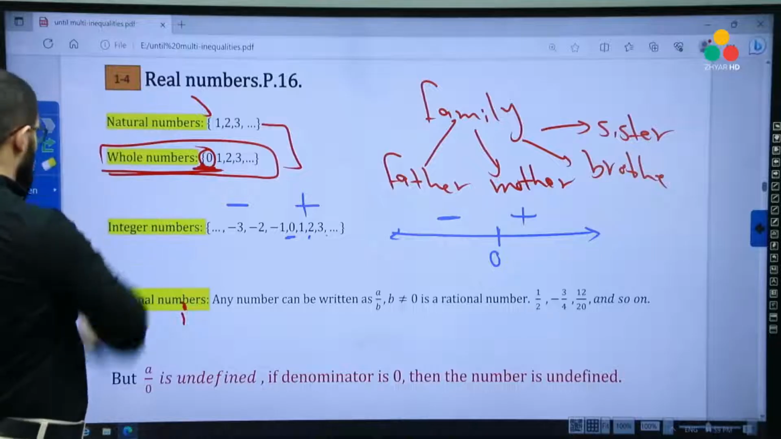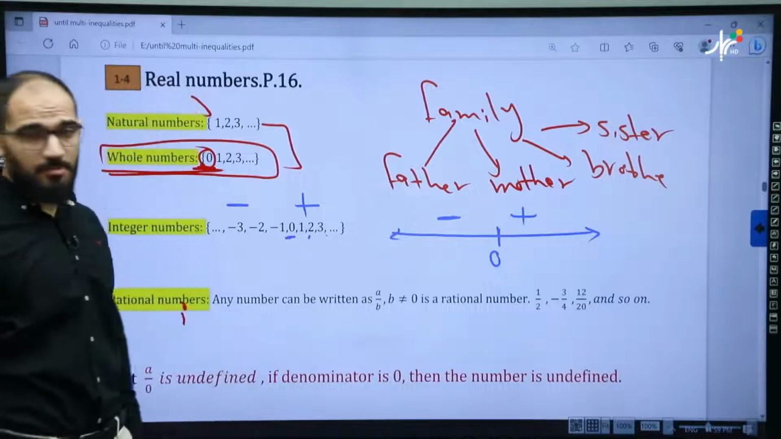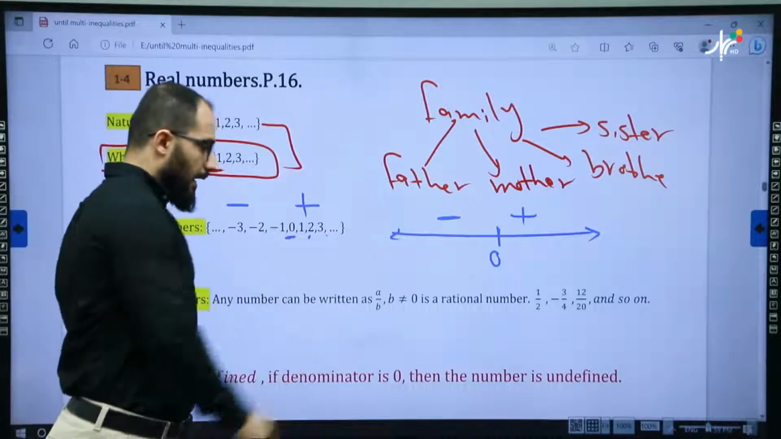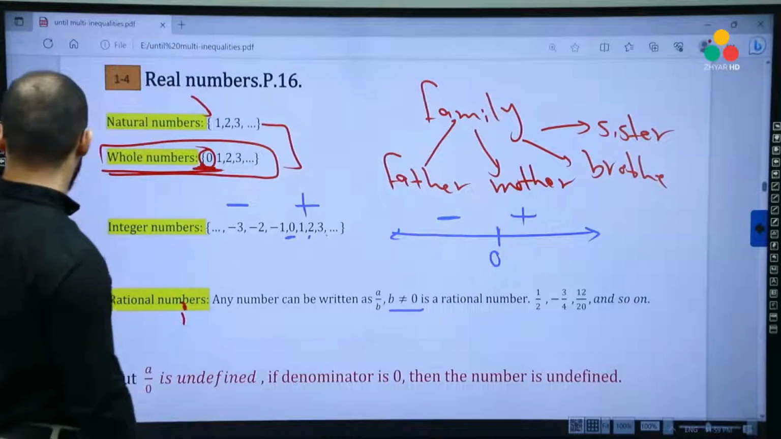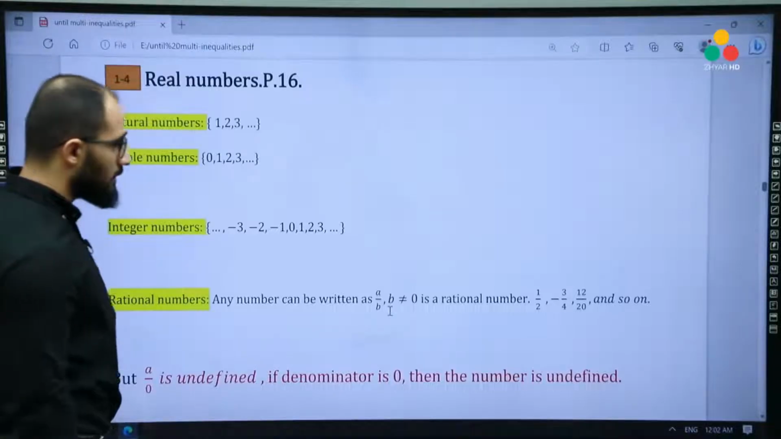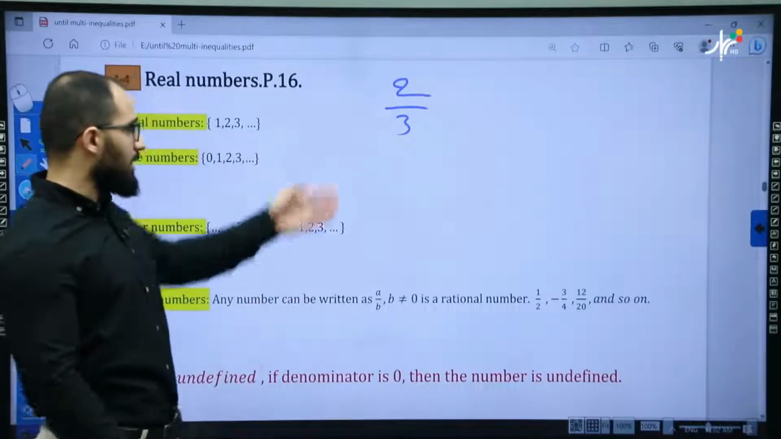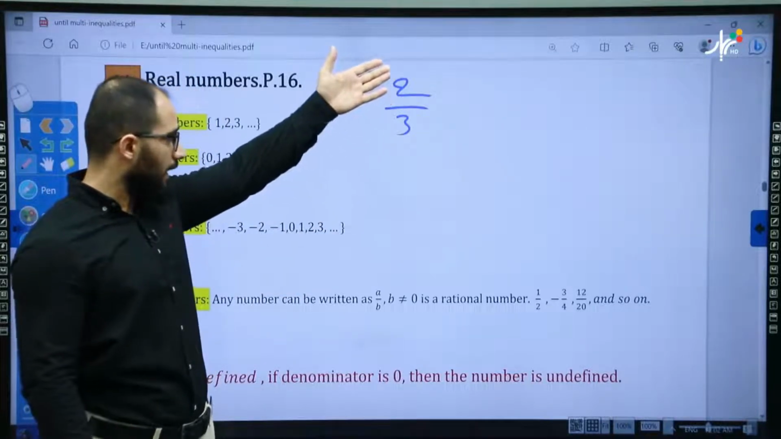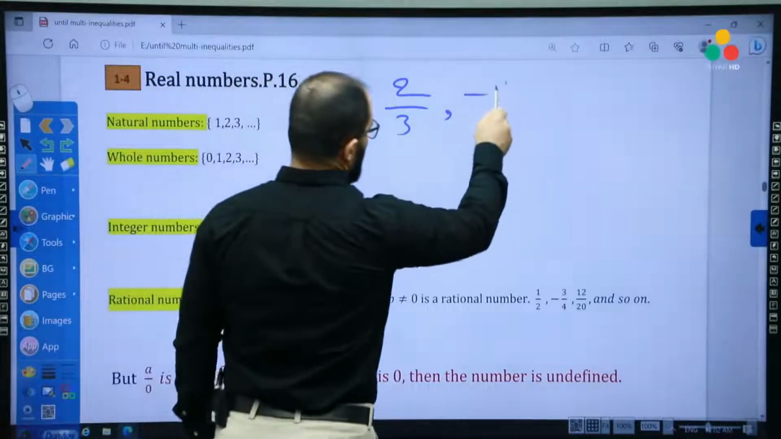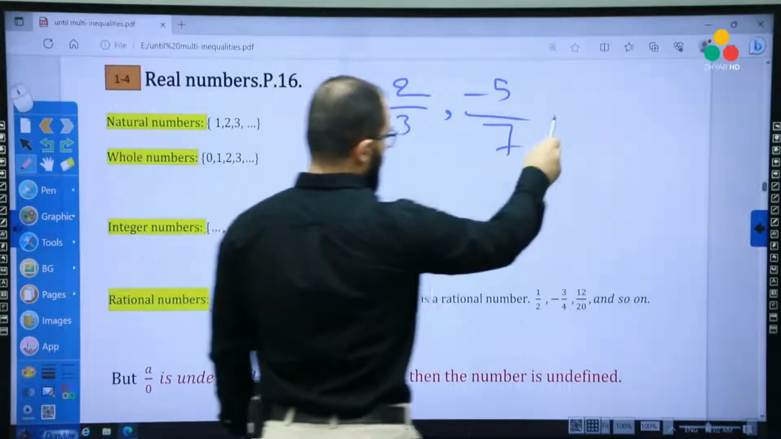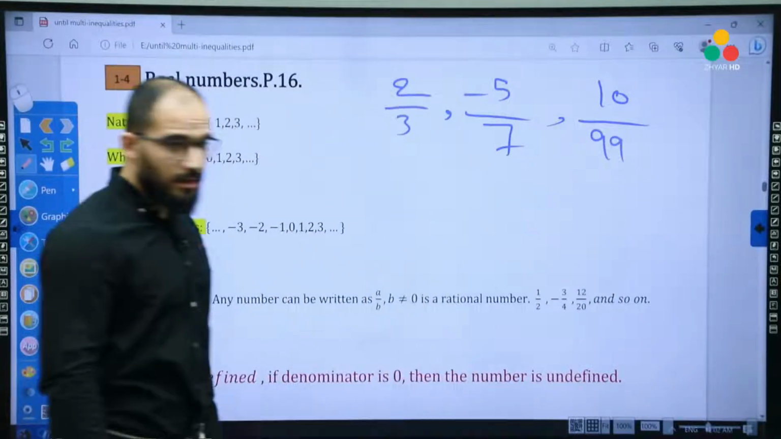Then the next set is rational numbers. The definition of a rational number says it is any number that can be written as a over b, but on a condition: b does not equal 0. b does not equal 0. So any number, for example, 2 over 3. It is a number that can be written in the form a over b. So 2 over 3, or you can say negative 5 over 7, or let's say 10 over 99. All of them are rational numbers.